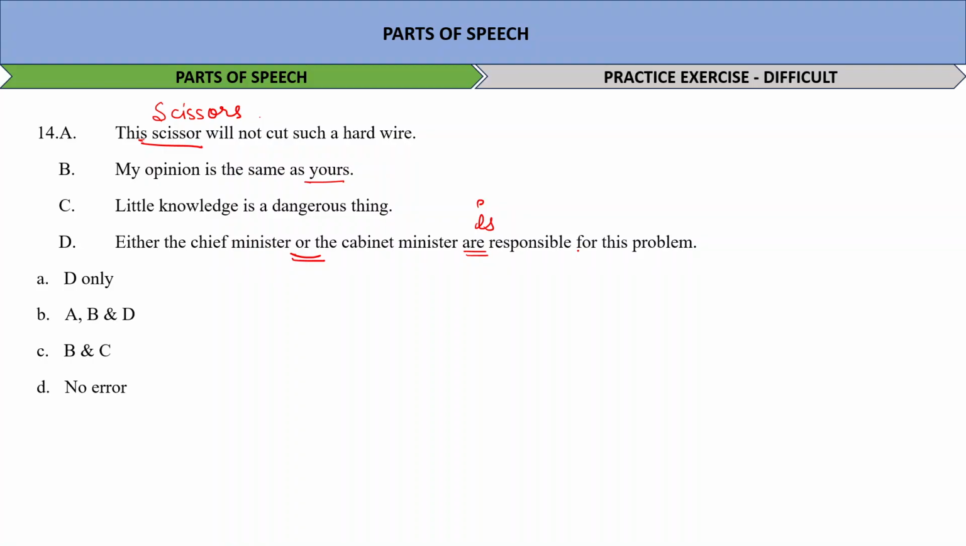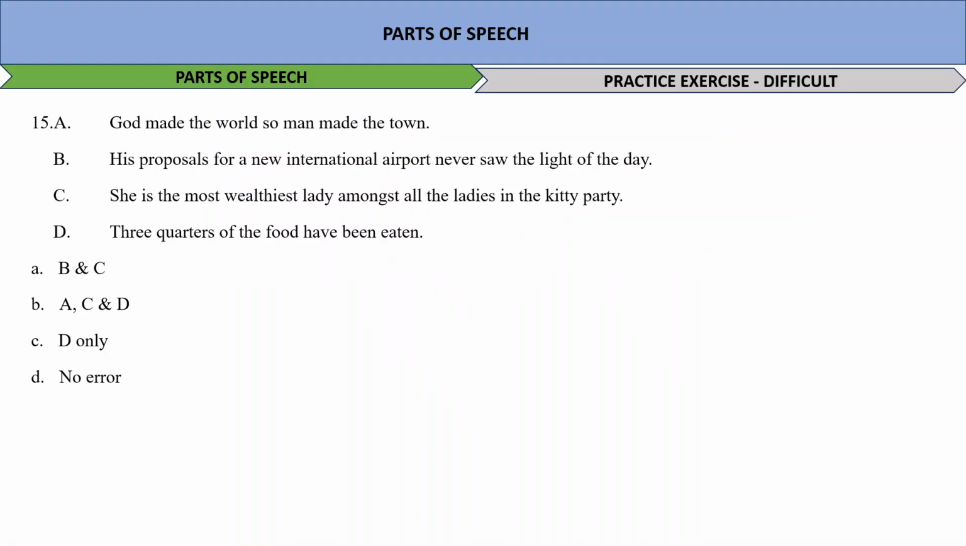Next question. The next question says, God made the world, so man made the town. His proposals for a new international airport never saw the light of the day. She is the most wealthiest lady amongst all the ladies in the kitty party. Again, you see, most wealthiest. Two superlative degrees shouldn't be used together. Three-fourths of food have been eaten. So in this question, you see 3/4 of food represents a singular subject, and then it should be has been eaten and not have been eaten.